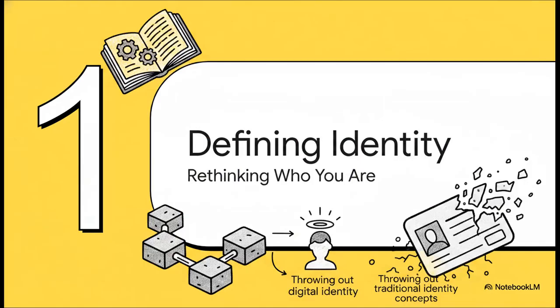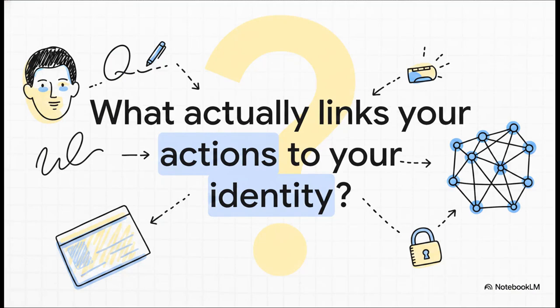Section 1. Defining digital identity. It's time to rethink who you actually are on-chain. Think about it for a second, and we really have to throw out our traditional real-world concepts of identity here. When you're operating in a decentralized network, what actually links your actions to your identity? I mean, there's no central boss looking over your shoulder, right? So how do you actually prove you're the one pulling the strings?